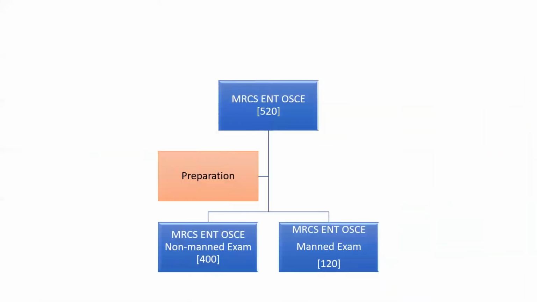And this is the description of the MRCS ENT OSCE. As you can see, 400 marks are allotted to the non-manned exam, which is just about clinical knowledge, and 120 marks is for the manned exam, which again has to be taken from the UK or the Republic of Ireland, depending upon where it is being held in your session. And manned exam consists of clinical examination and communication skills.